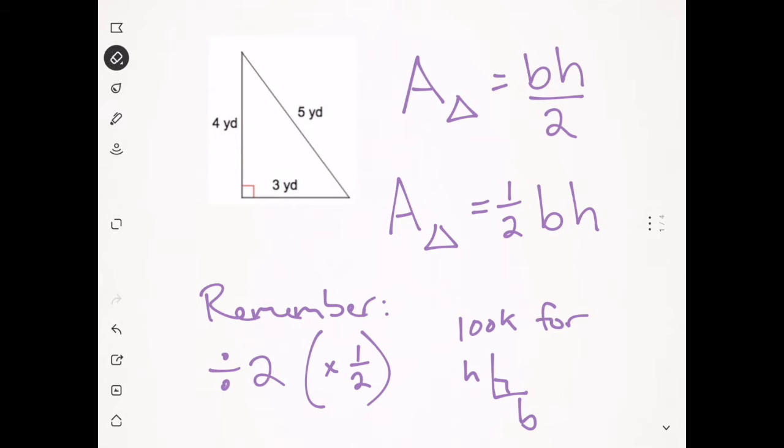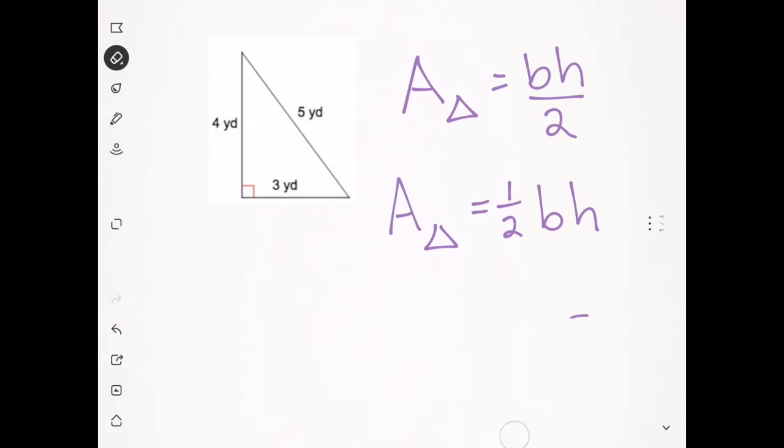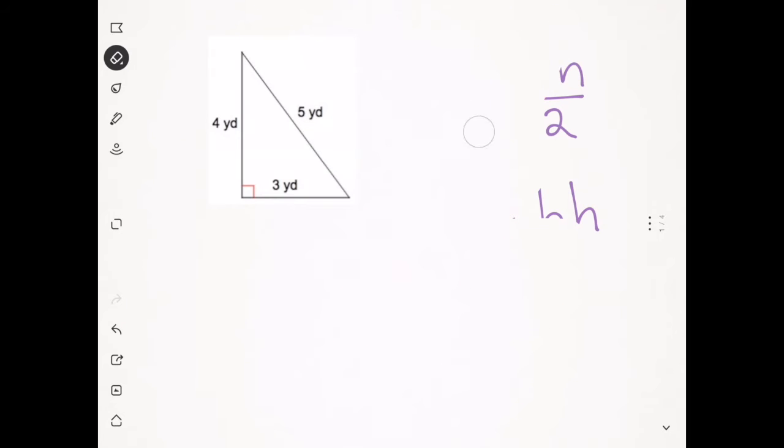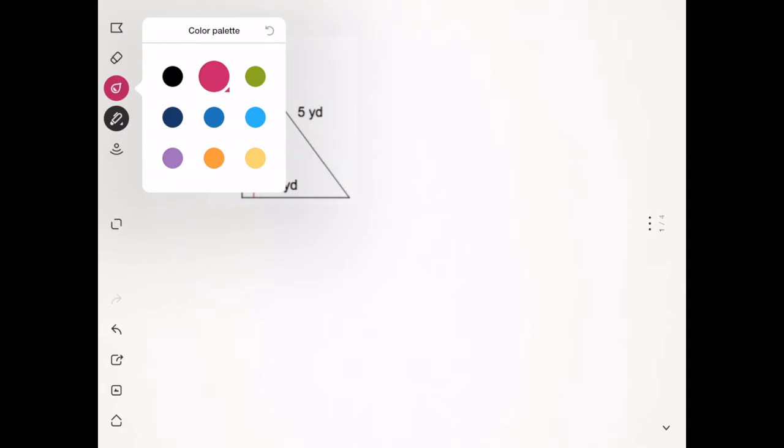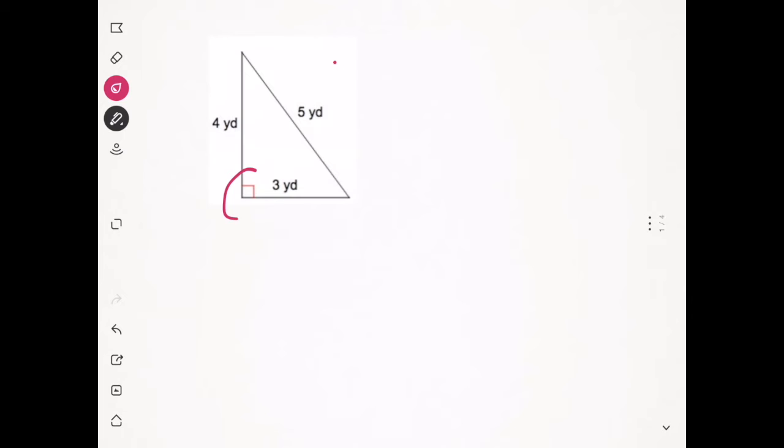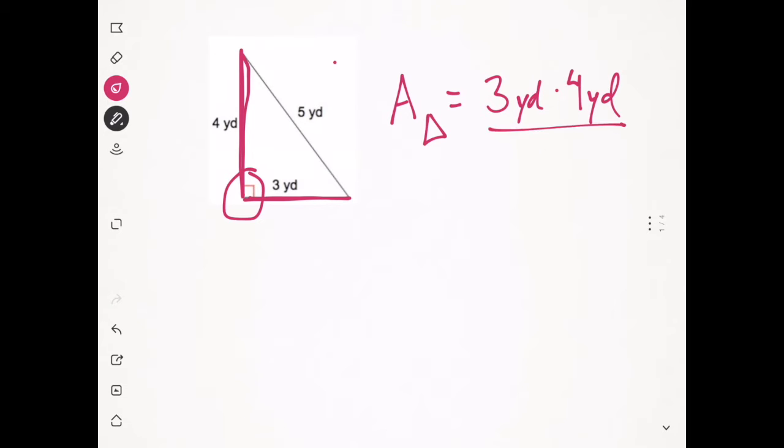Okay, so let's look at this first example. We have a classic 3, 4, 5 right triangle. First thing I'm going to do is find that right angle. Here it is. So the right angle connects my base, which is 3 yards, to my height, which is 4 yards. So I write my formula, area of the triangle equals base times height divided by 2.